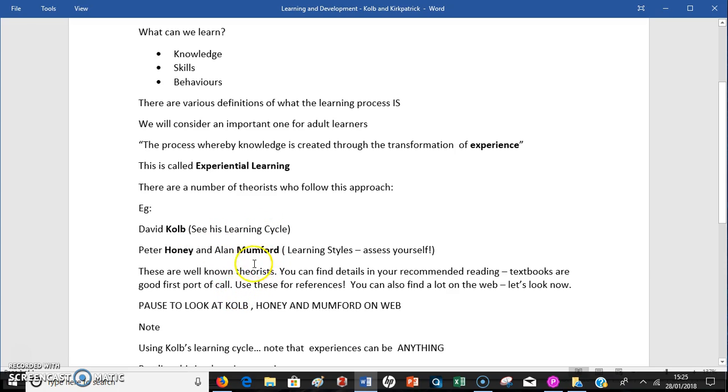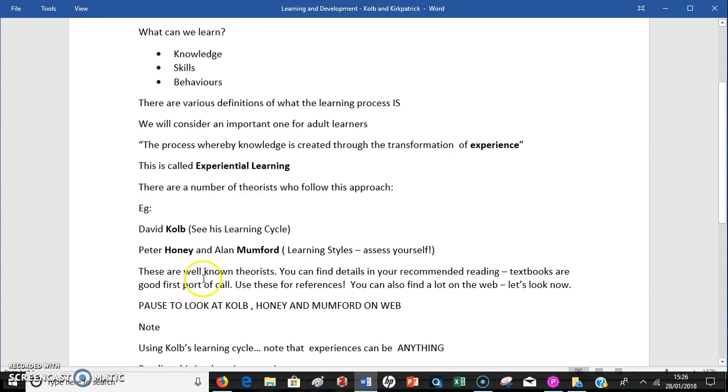And another set of theorists who sort of followed on from Kolb and based their work on him, so there's quite close links: Peter Honey and Alan Mumford. So Honey and Mumford. And probably some of your module tutors might be talking about your learning style. And there are various ways you can actually assess your learning style.